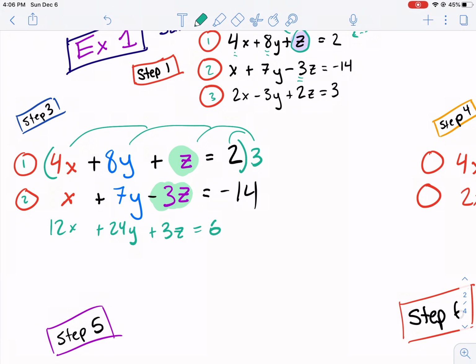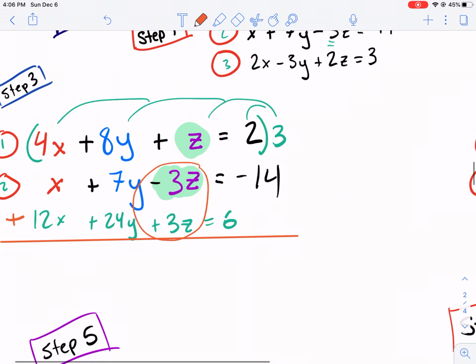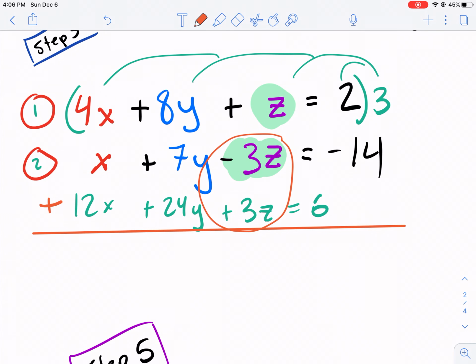Now, guess what? We have opposite coefficients with z. We have a -3 and a +3. We are ready to add these two equations together. My personal recommendation is to always make them opposites. That way you're always adding. Some people like to get them to the same and subtract. My personal recommendation is always get them to be opposites and then add. Just fewer problems that way.